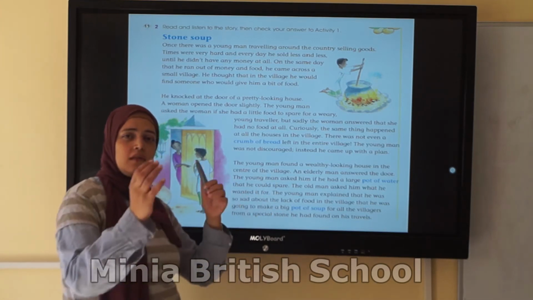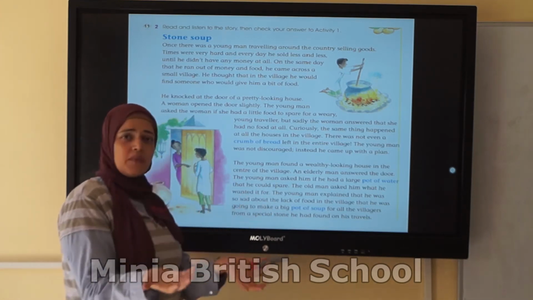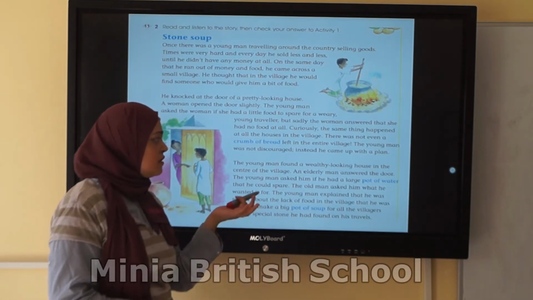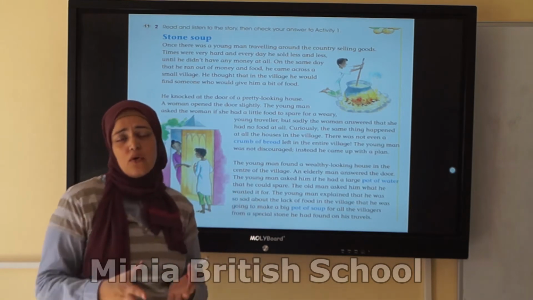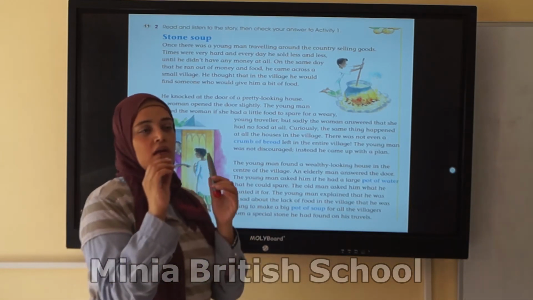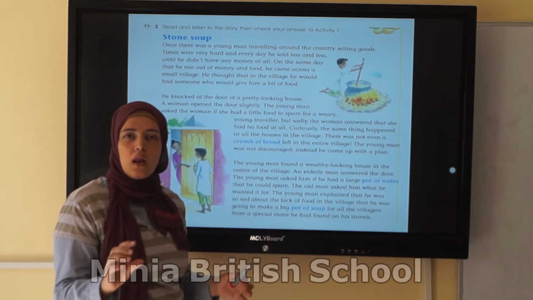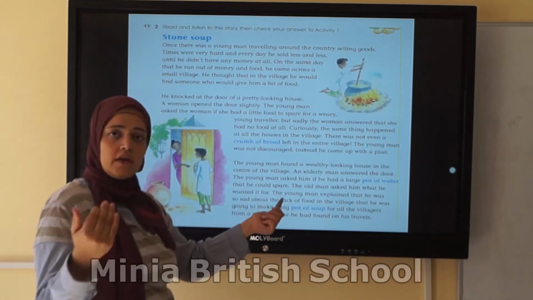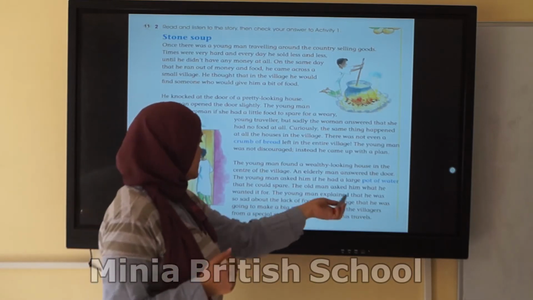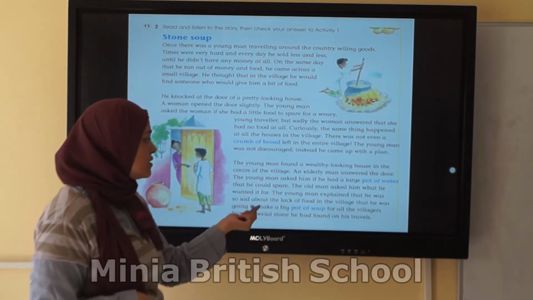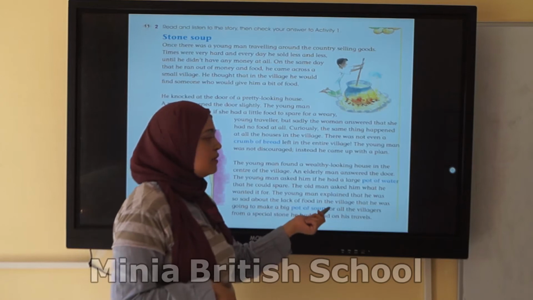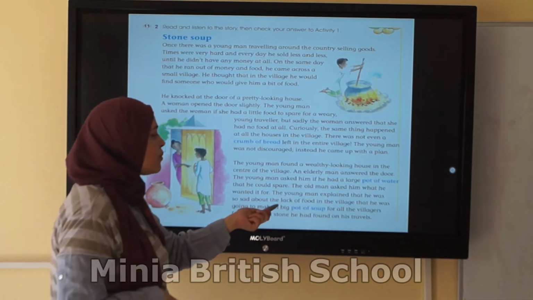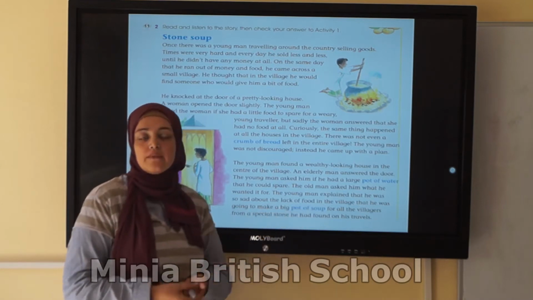So even water, it's not something expensive to give to someone. But he said for him, I want a bottle of water. He started with something not expensive at all. Okay? And then the young man explained that he was so sad about the lack of food in the village that he was going to make a big pot of soup.